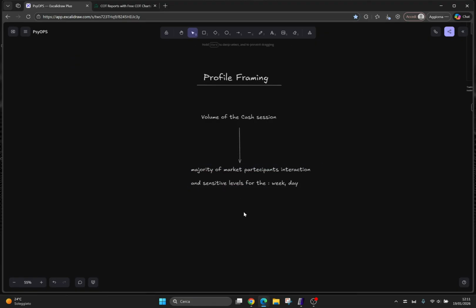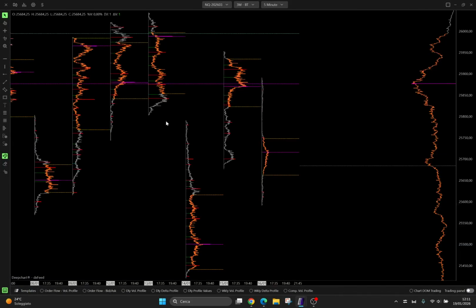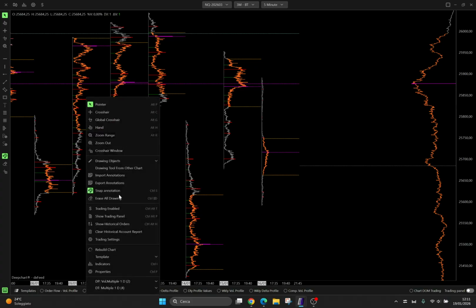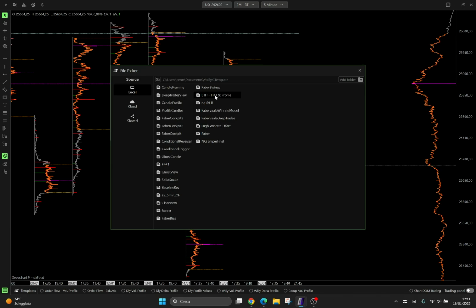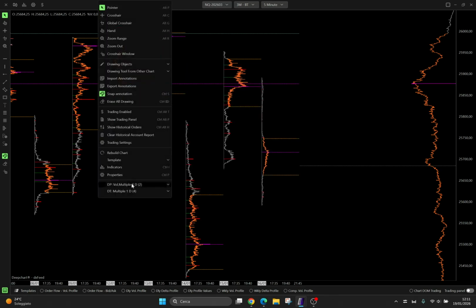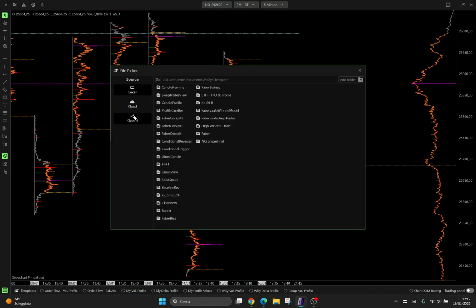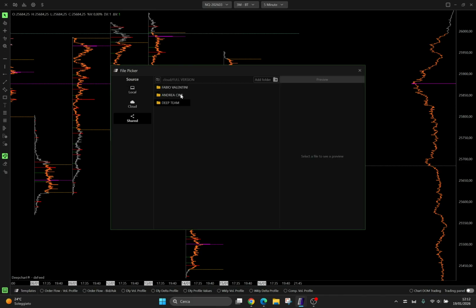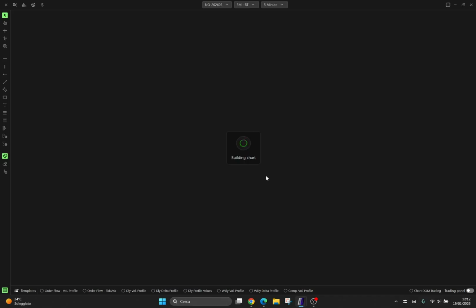Okay, so I can see each sensitive level of the week and the most important sensitive level of the day. This template that I use, you can find by going in the template section. You can go from template, and you can load. You will find it with this name: ATH, TPO, and profile. Remember that when you go in load settings, you can go in shared, and you have the full version template. So if you go on NQ, you find this immediately, you load it. Now I show you also a small change I make here.